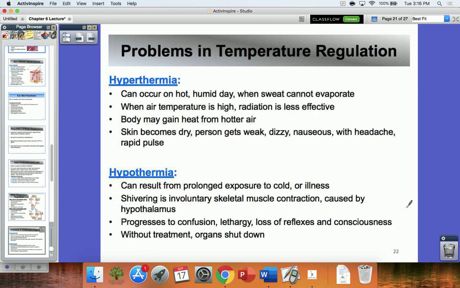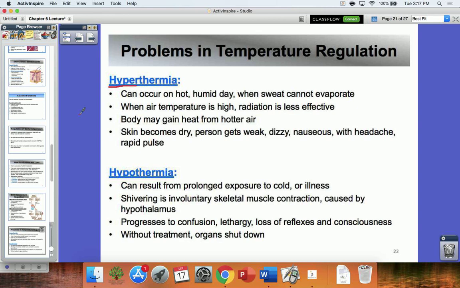And when we do have issues with regulating temperature, then we could possibly send our body into hyperthermia or hypothermia. Hyper means too much, high. So thermia is in reference to temperature. So if we get too hot, that's going to minimize the effect of radiation. So the heat is not going to be able to leave the body as much as it needs to, because the day or outside may be extremely hot anyway, where it cannot even evaporate the sweat because it's so hot or so humid.